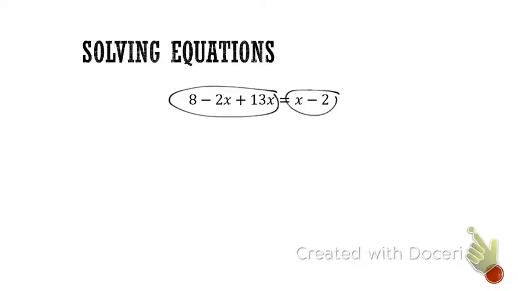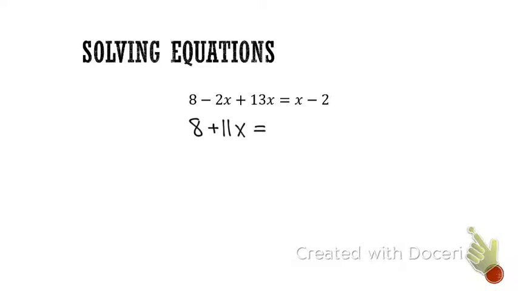So before I do anything, before I start trying to solve for x, all right, what do you think you do first? Okay, so this is where I'd want you to pause the video. Go ahead and pause and see if you can work this equation. Okay, so the first thing you want to do is combine your like terms. Negative 2 plus 13 is positive 11x equals x minus 2.